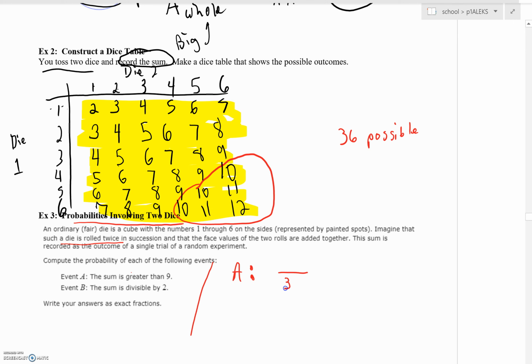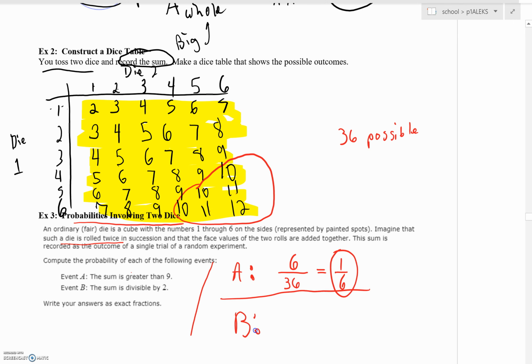So I've got 36 possible, and you can count these up. There are 3 10s, 2 11s, so that's 3, 4, 5, and 1 12. That's 6 in this red bubble that I just drew. 6 sums that are greater than 9. We should always reduce. So the probability that when you roll your dice, you will be larger than 9, is 1/6.